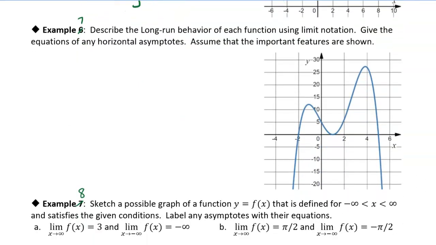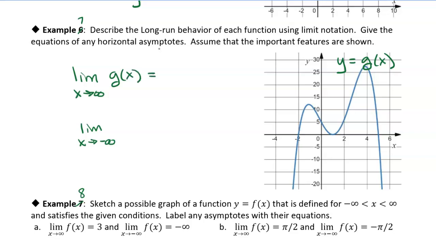All right, so we want to do the same thing. We want to look at the long-run behavior of the function and find the equations of any asymptotes. So we're going to look at the limit as x approaches infinity and the limit as x approaches minus infinity. Now again, I didn't name this function. It's just y, and y is a function of x. So I'm going to name it. I like my functions to have a name for this purpose. So I'm going to say y is equal to g of x, since I called that other one f of x.